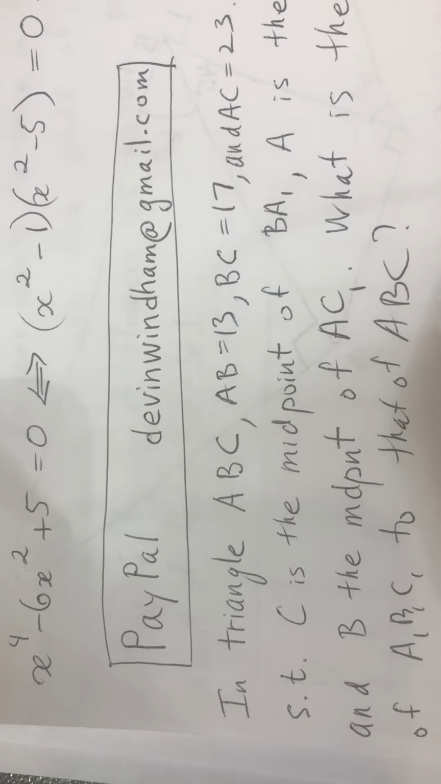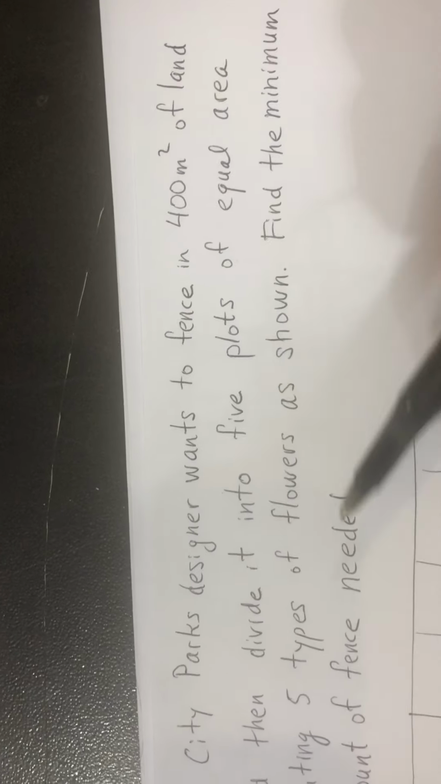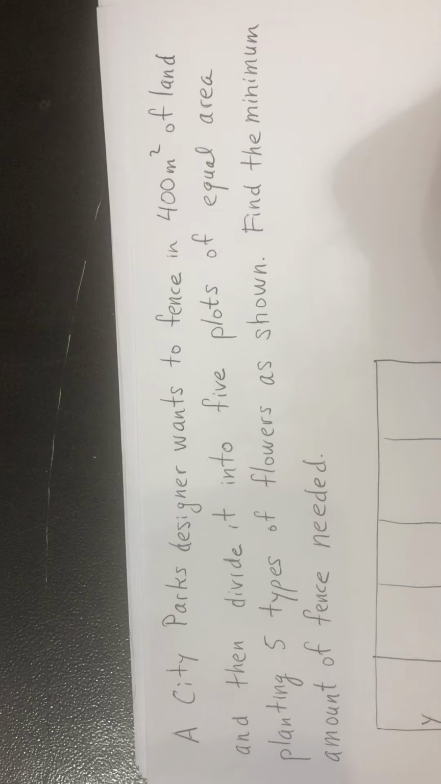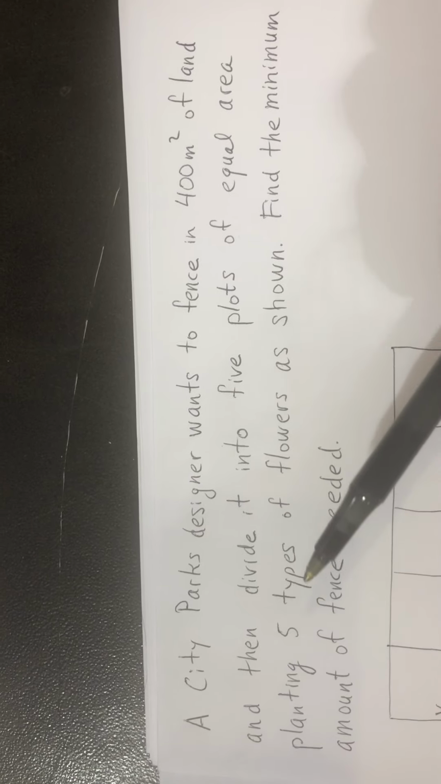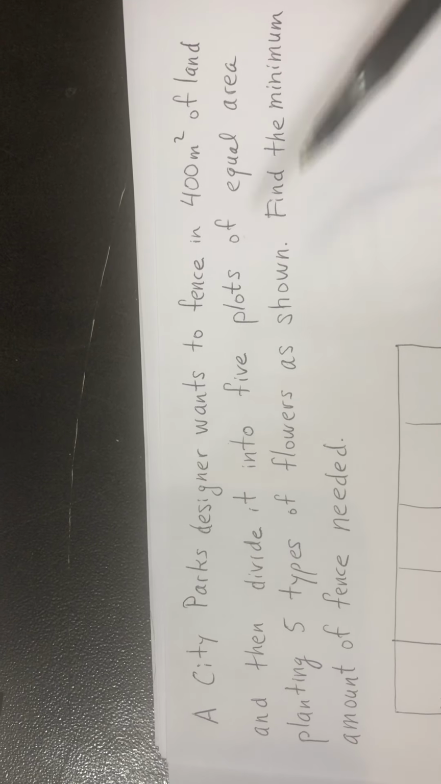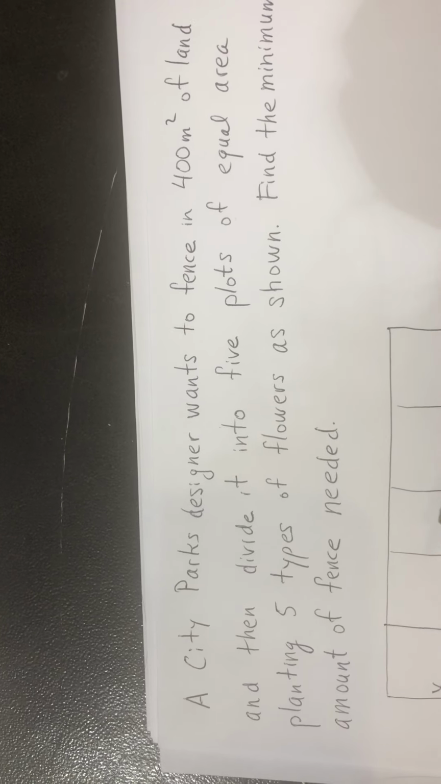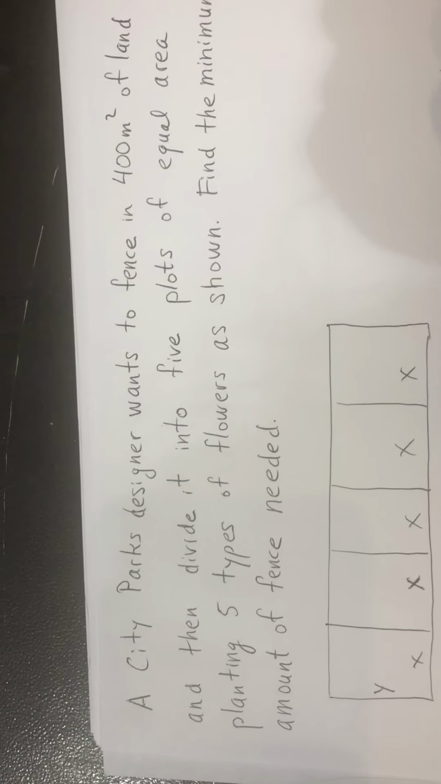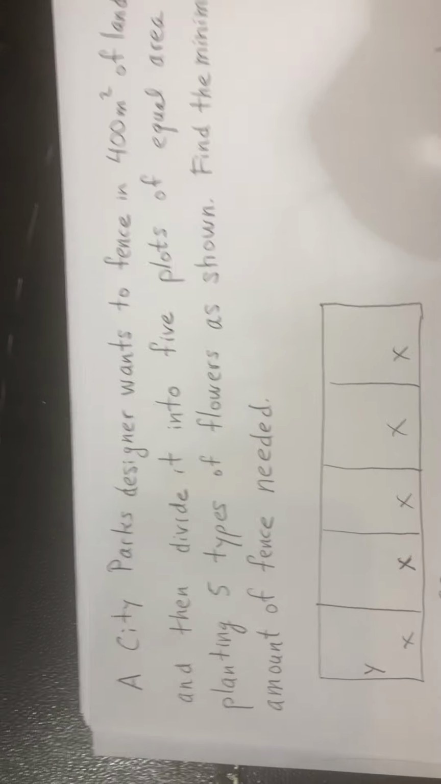All right, today I want to do a calculus minimum problem. A city parks designer wants to fence in 400 square meters of land and then divide it into 5 plots of equal area, planting 5 types of flowers as shown. Find the minimum amount of fence needed. All right, press pause, try the problem on your own. All right, let's do it together.